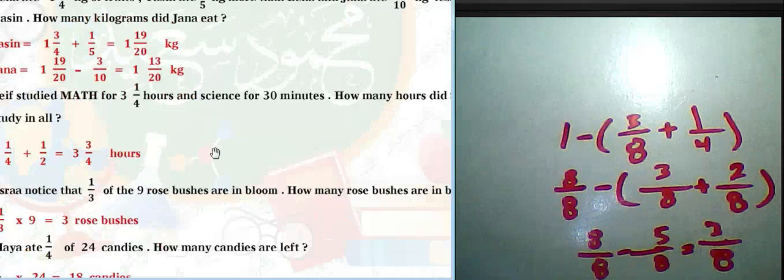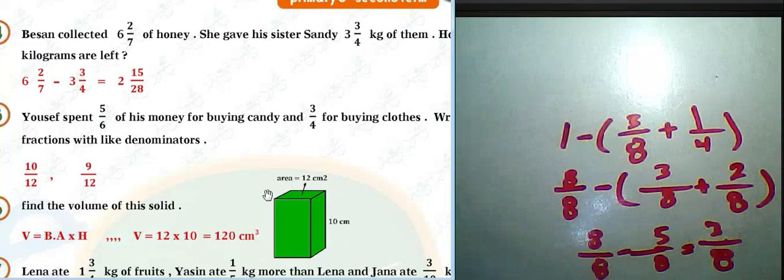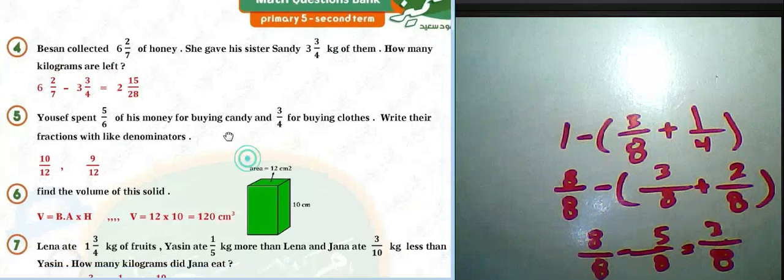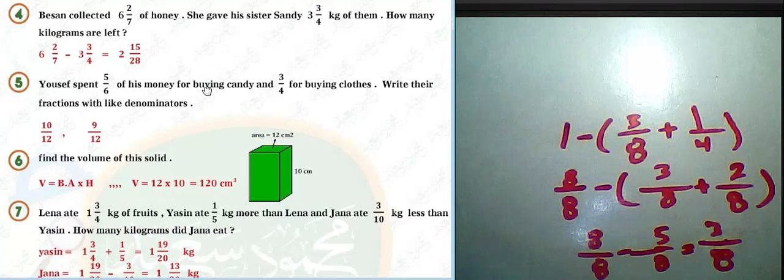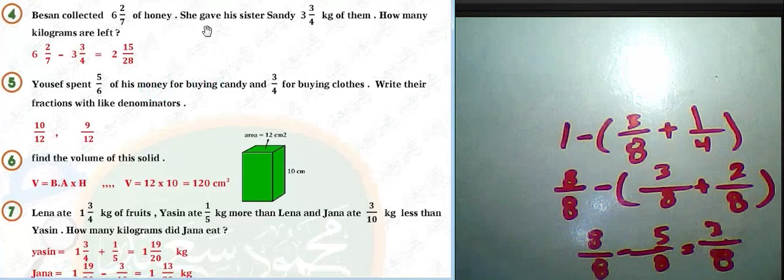Next question, question number 4. Bisan collected 6 and 2/7 of honey. She gave his sister Sandy 3 and 3/4 kilograms of them. How many kilograms are left?